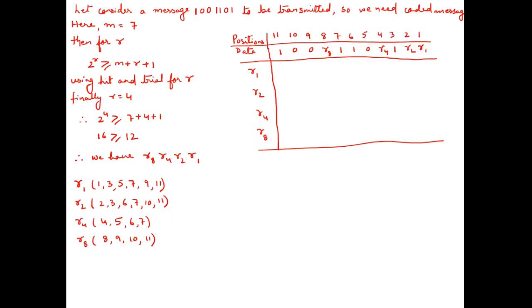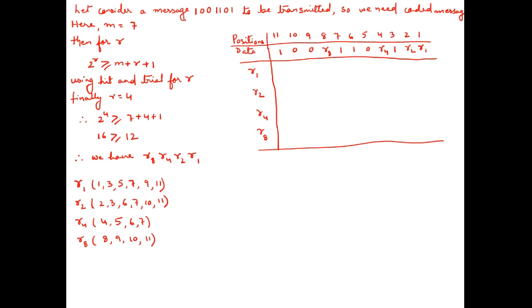So here I am considering a message, that is 1001101. This is the message I need to transmit. So what to do? If I need to transmit this message, I need to introduce r bits into this one. Then only it becomes m plus r, and the message will be ready for transmission, and that will be the coded message. So how to introduce r? That I have explained over here. So let's go into that.